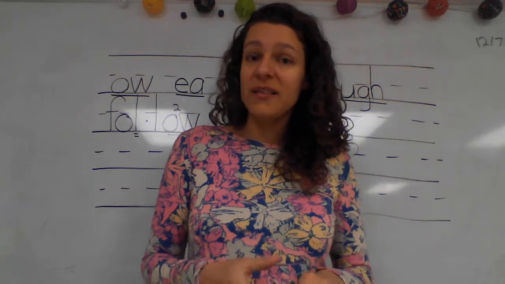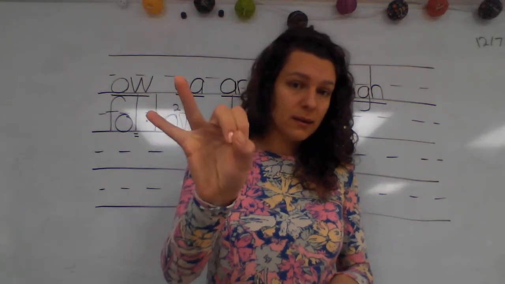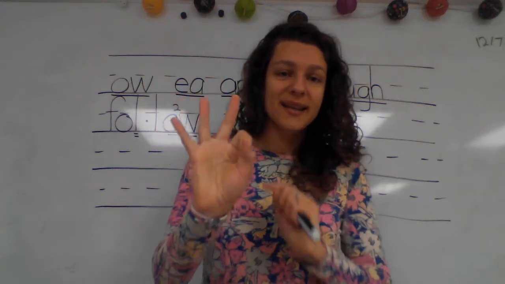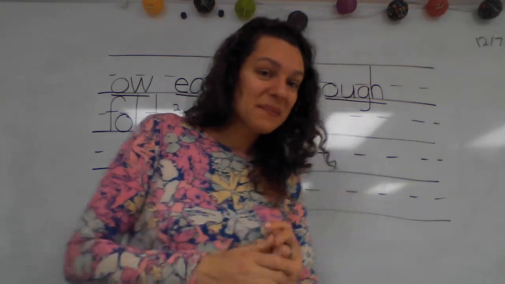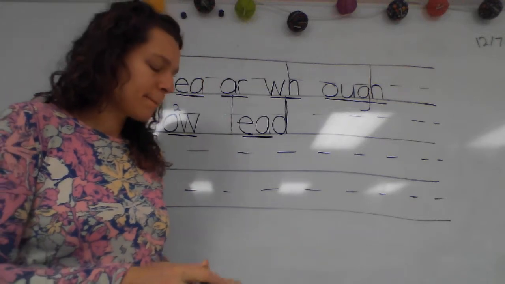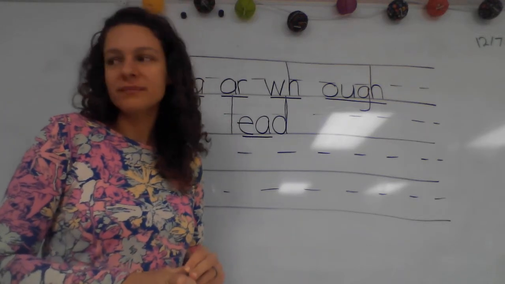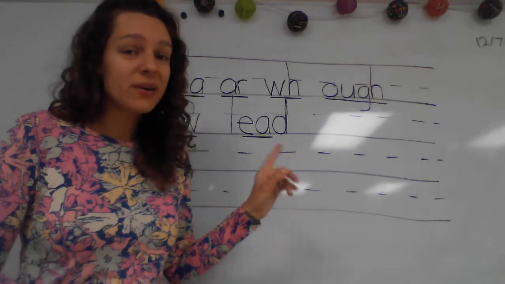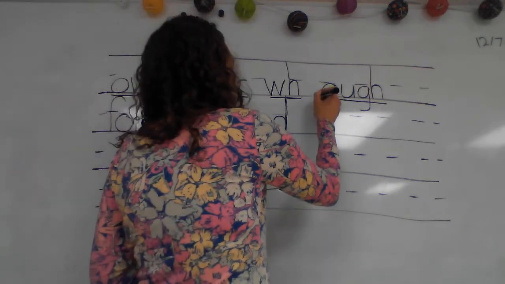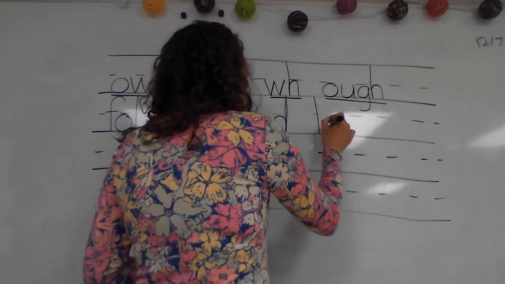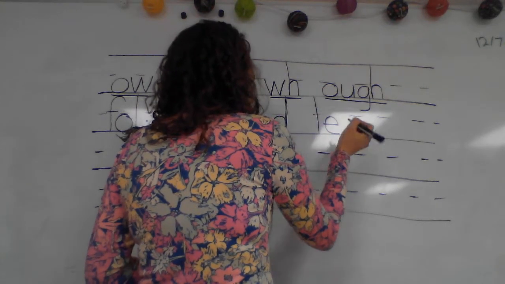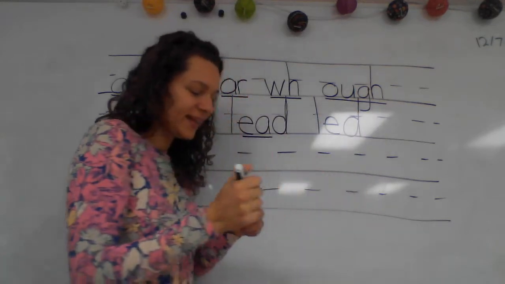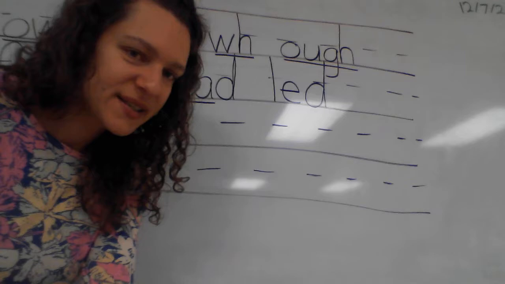What sounds do we hear in the word led? Good, our sounds are l, e, d. Say the sounds while you write them. All right, put your finger under the first phonogram in that word. What is it? Good, l. Good, e, and good, d. All right, make sure yours looks like mine.